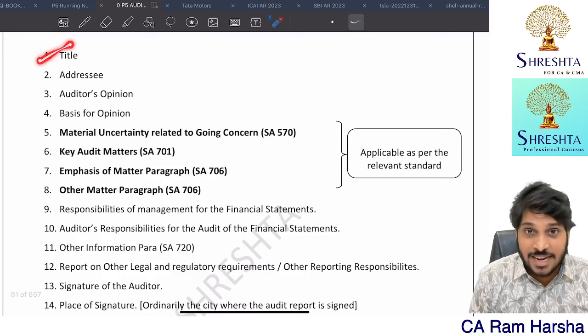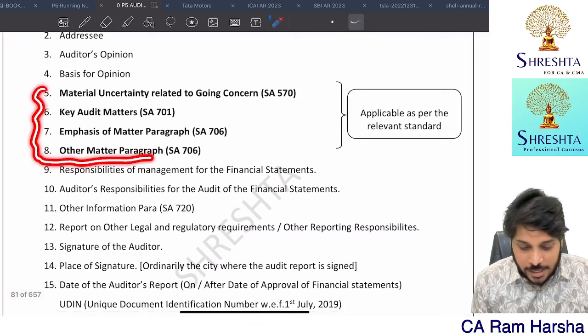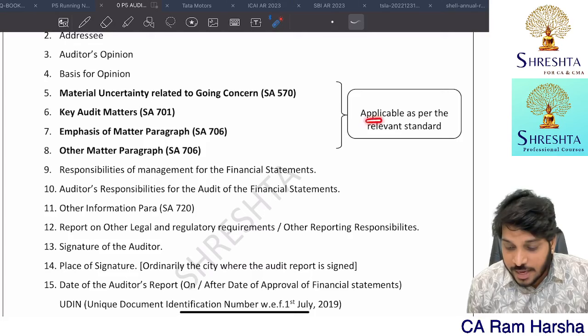The audit report will have these contents. It will have a title. It will have an addressee to whom you are reporting this. It will have an opinion section. It will have a basis for opinion section. It will have these 4 items. You see, these 4 items like material uncertainty, key audit matter, emphasis of matter para, and other matter para, I gave you here in brackets that they are applicable as per relevant standard.